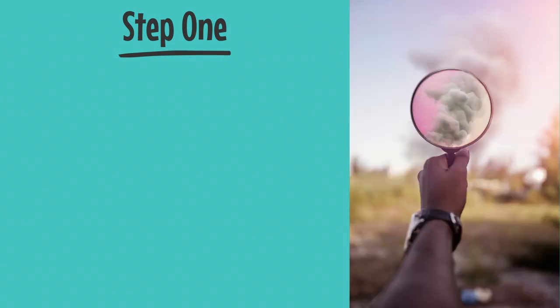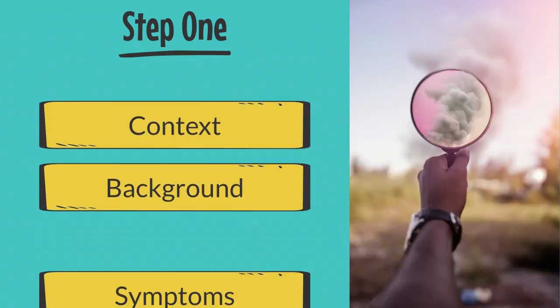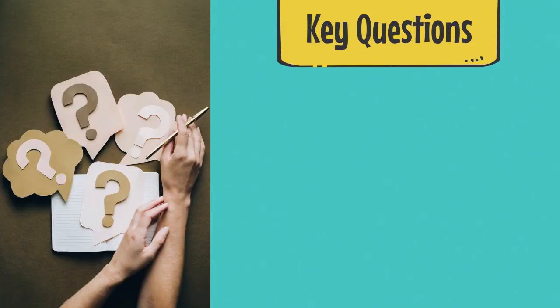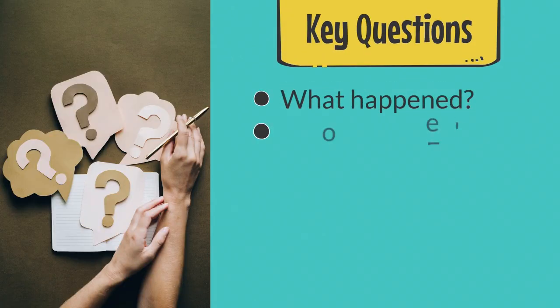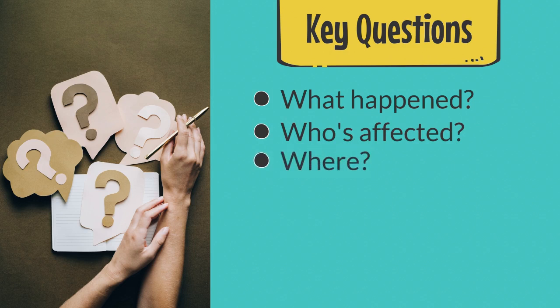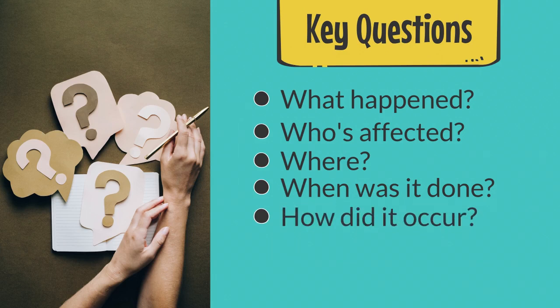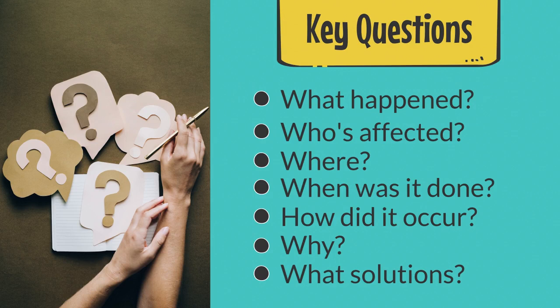Step 1 is about identifying and defining the problem, the issue's context, background, and symptoms. Key questions to be asked include the following. What happened or will happen? Who does it or who will it affect? Where was it done or where will it have an impact? When was it done or when will it happen? How was it done or how will it occur? Why was it done or why will it occur?